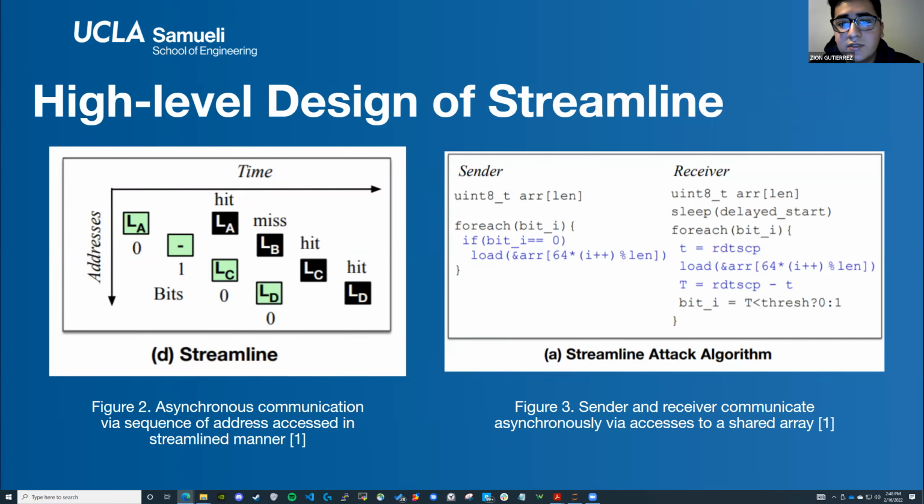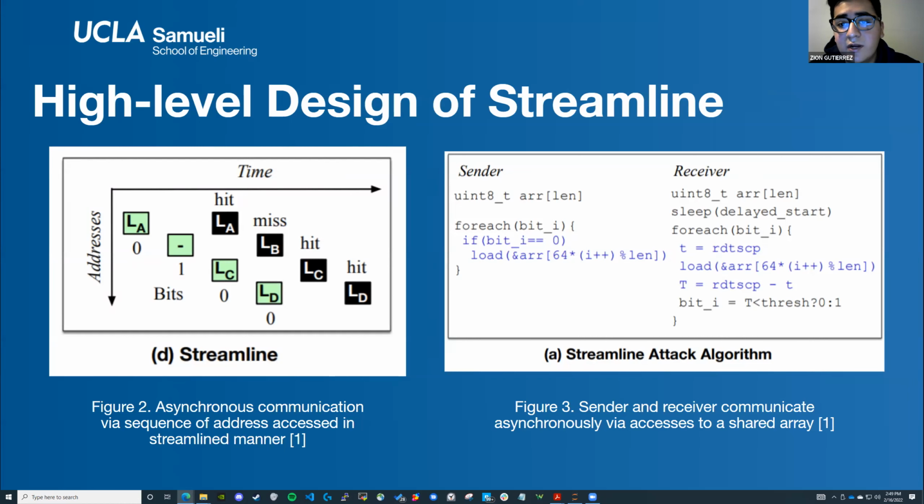So the protocol starts with the sender and the receiver sharing a large shared array of a few tens of megabytes in size, larger than the size of the LLC, rather than a single or a smaller number of addresses. The sender transmits on successive addresses without waiting for the receiver, as long as the receiver follows behind, accessing the same addresses in a streamlined manner.